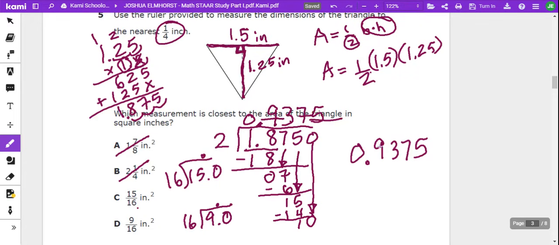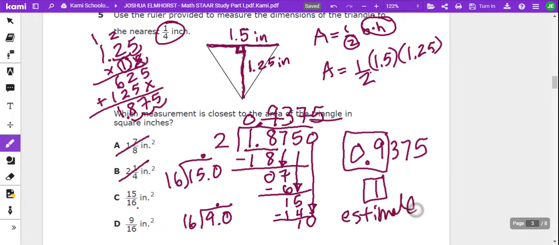Before you divide that, what we could do is this 0.9 is very close to 1. So if we estimate using decimals, if you estimate 9 out of 16 is close to 0.5 and 15 out of 16 is close to 1. So you should be able to pick your answer from there.